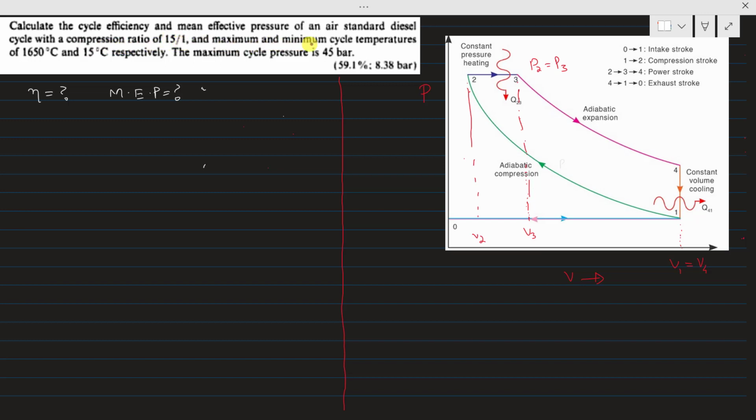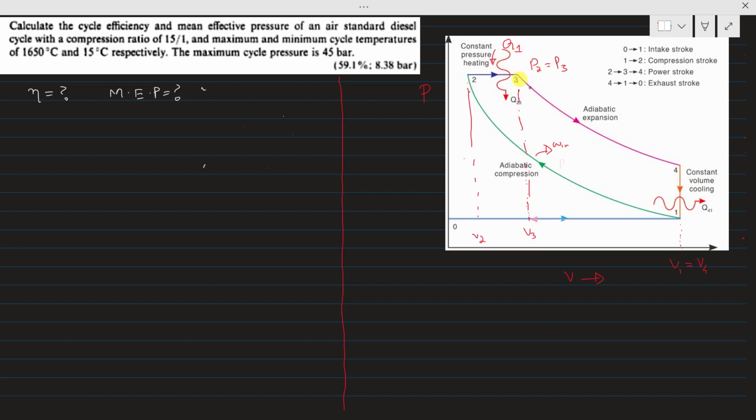and the maximum and minimum cycle temperatures of 1650 centigrade and 15 centigrade respectively. The maximum cycle pressure is 45 bar. So here the diesel cycle is already drawn. From process 1 to 2 is the adiabatic compression process, or you can say isentropic compression process. The process 2 to 3 is where heat is supplied at constant pressure, that is Q1.